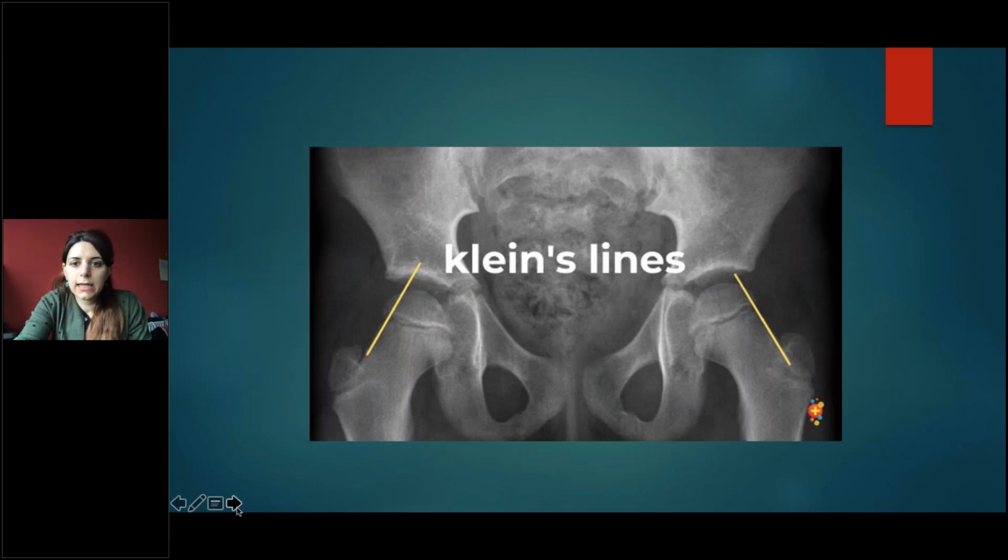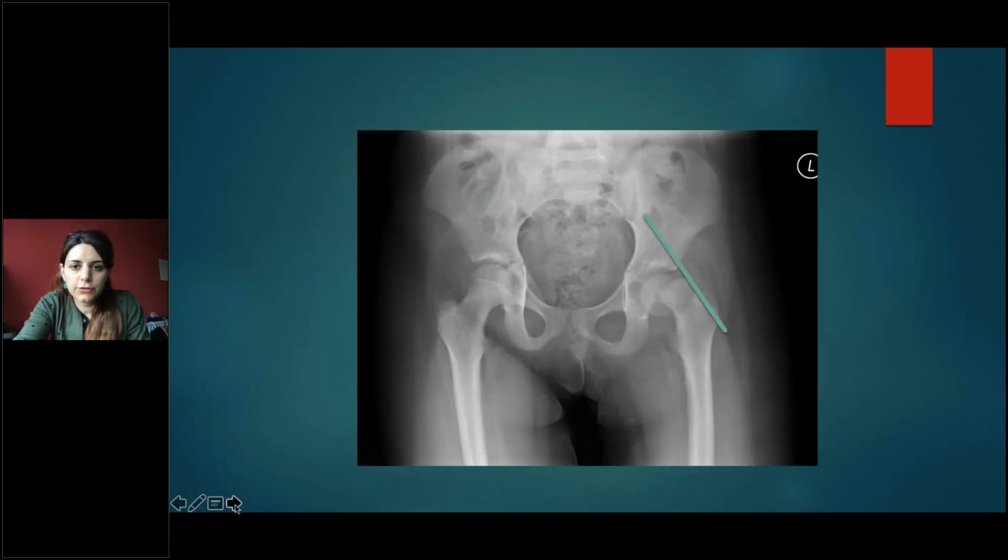And a refresher, you use your Klein's lines to diagnose these fractures, especially in subtle slips. So you draw a line on the lateral aspect of the femoral neck, and that line should go through the epiphysis. Like in both these cases, at least a part of the epiphysis. If we draw the line on our case, the one I showed you earlier, the 13-year-old, it completely misses the epiphysis. So that's pathognomonic.